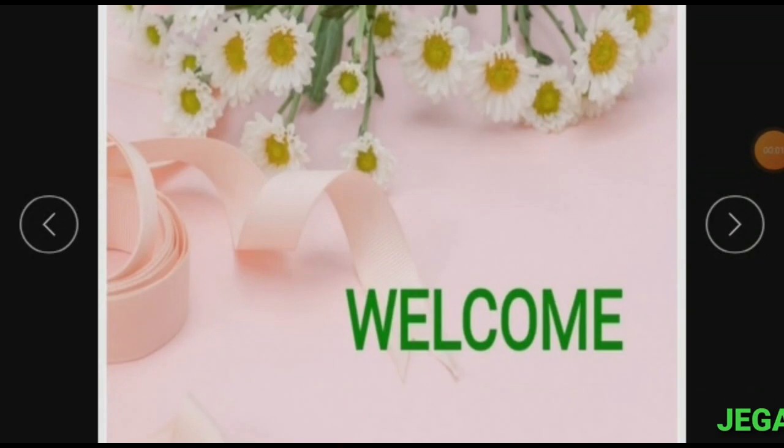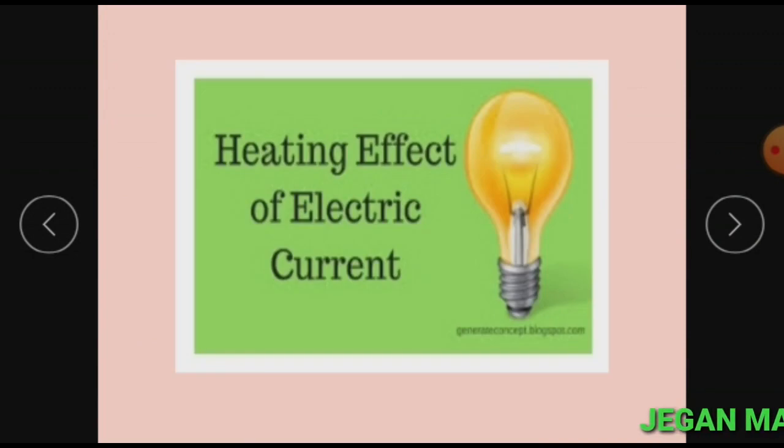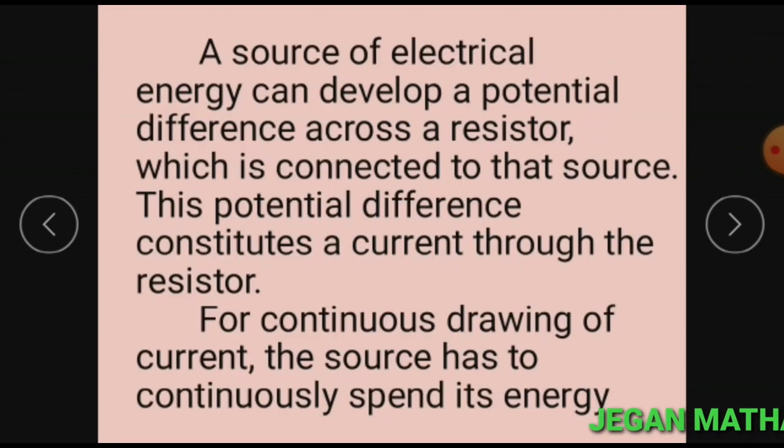Welcome to science class. This is the continuation class of electricity. In this class, I am going to explain about the heating effect of electric current.